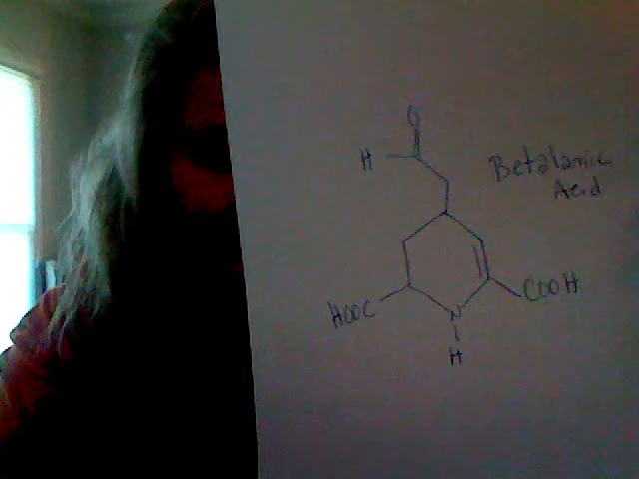So here is the betalainic acid structure. All betalains start out with this structure. They all have betalainic acid. It's just the nature of the acid that determines the pigment of whether it's going to be a beta-cyanin or a beta-xanthin.